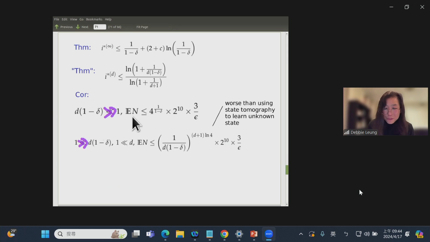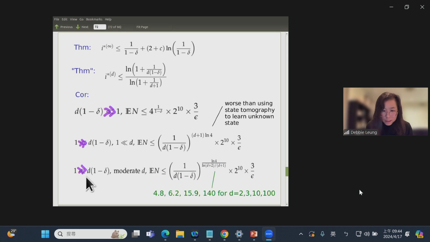Then in the other regime, when D times (1 minus delta) is much smaller than 1, but D is still very large, it means that the signal is substantially smaller than 1/D. Then we have the sample complexity upper bound as this very small number, 1/(D times (1 minus delta)), raised to a power which is the dimension D itself. This is pretty bad. If you do state tomography, you do very good state tomography, you do better than this. I'll explain in the next slide.